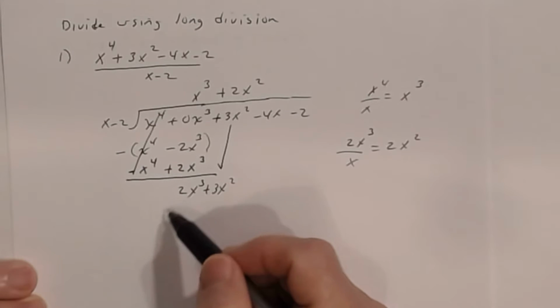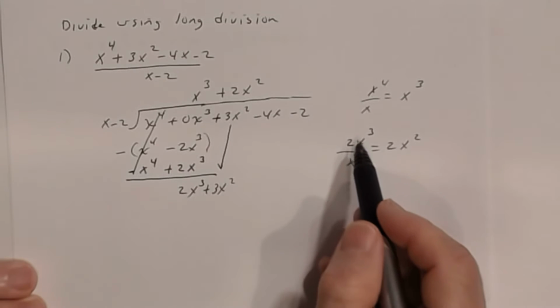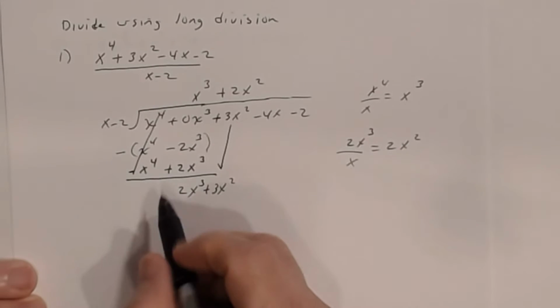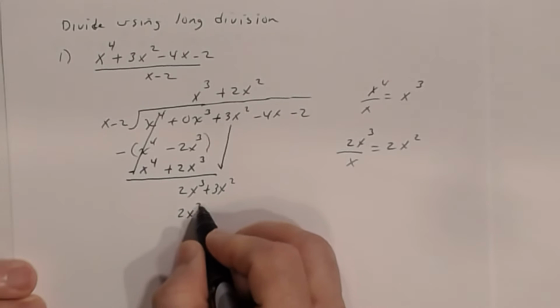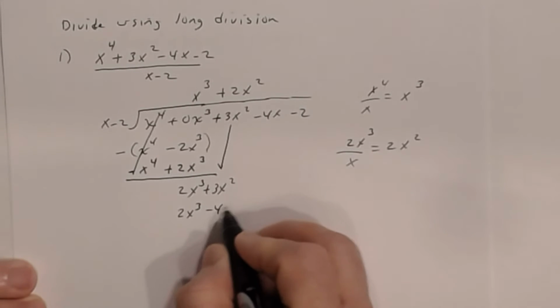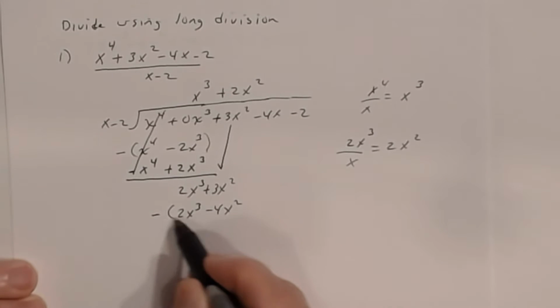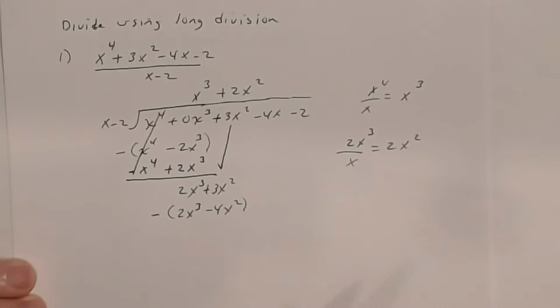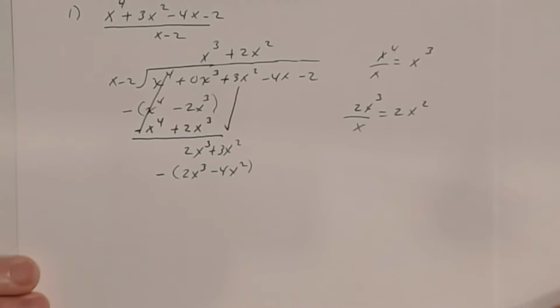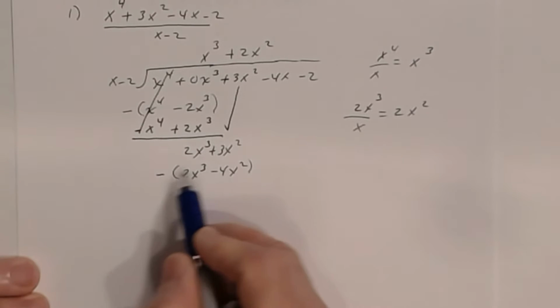Makes sense that this has to be the same, right? Because of this right here. X times 2x squared is 2x cubed. So 2x cubed. 2x squared times a negative 2 is a negative 4x squared. And then you do the same thing. You subtract this now. And again, if you need to, you may want to rewrite what this right here means.